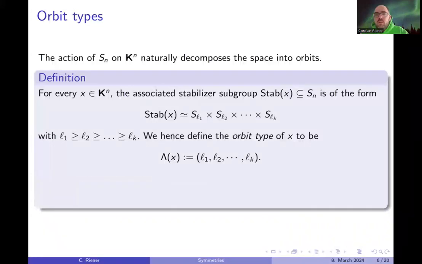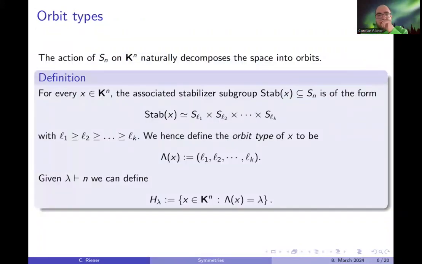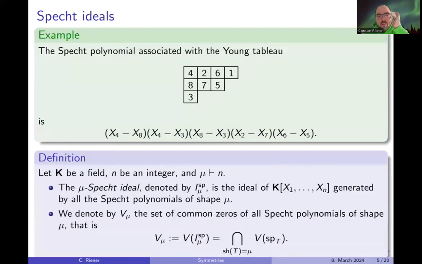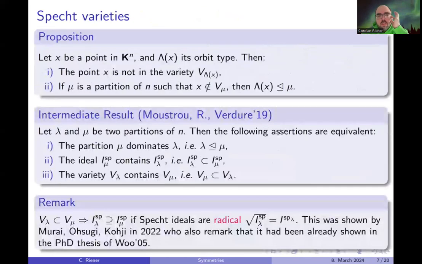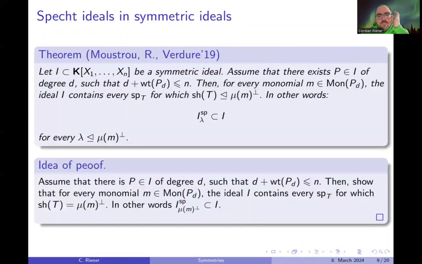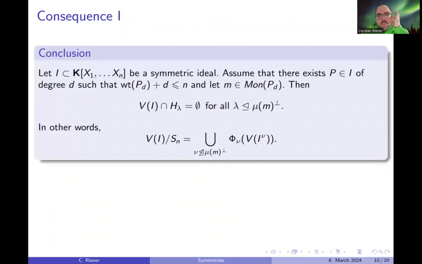Can you go to the same slide where the intersection with h lambda is? Yeah, this one. So V of I intersection with h lambda. H lambda is of codimension one, right? H lambda is not of codimension one. It can also be a smaller dimensional subspace. For example, if lambda is the trivial partition, then h lambda will be all coordinates equal. Then it's just a line.